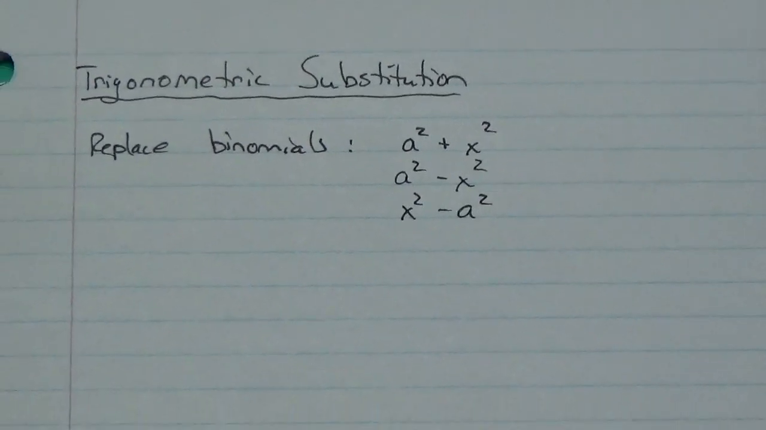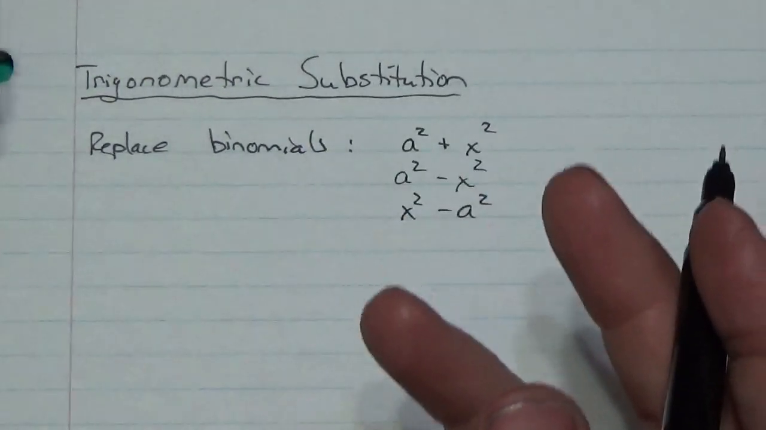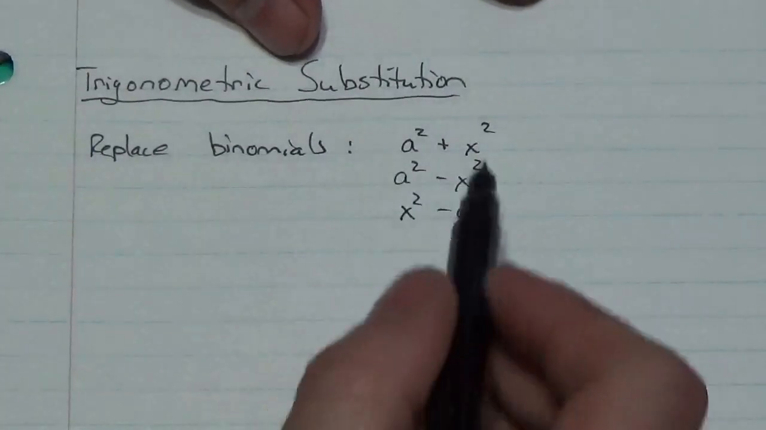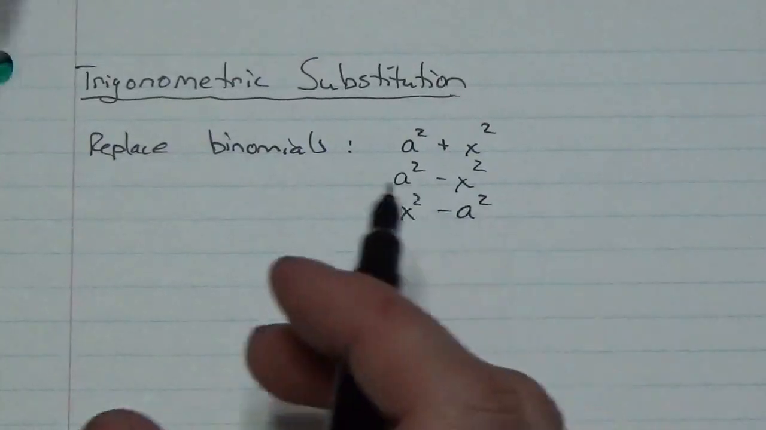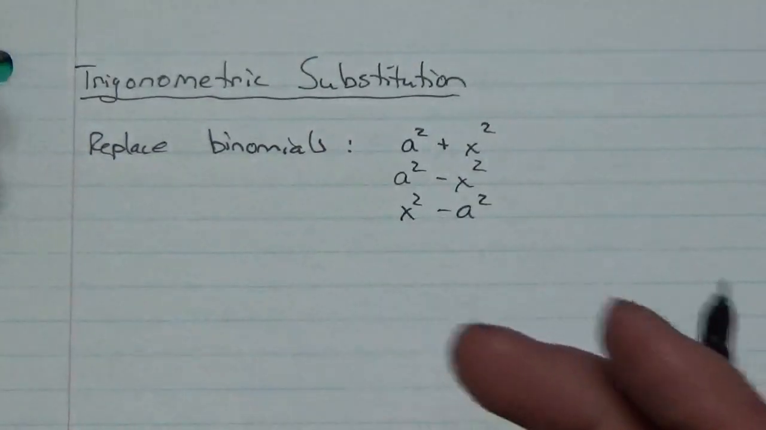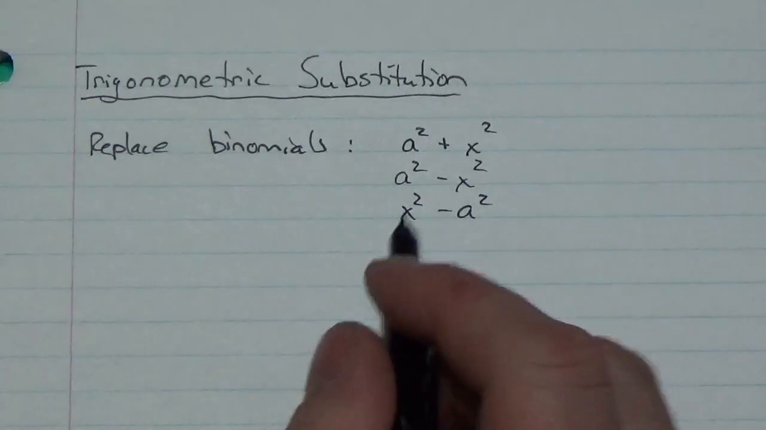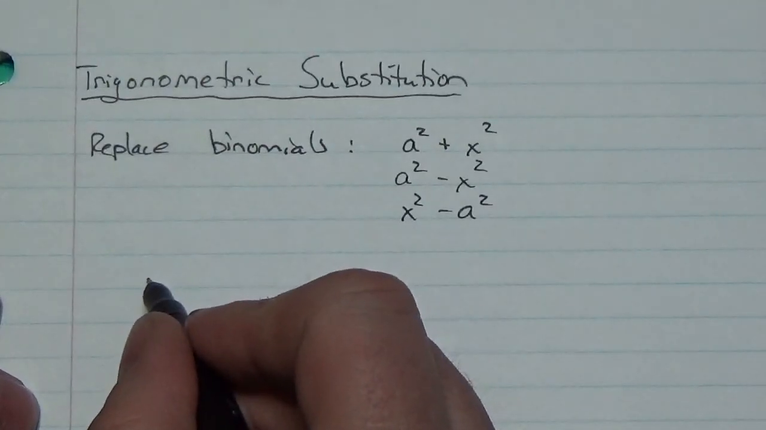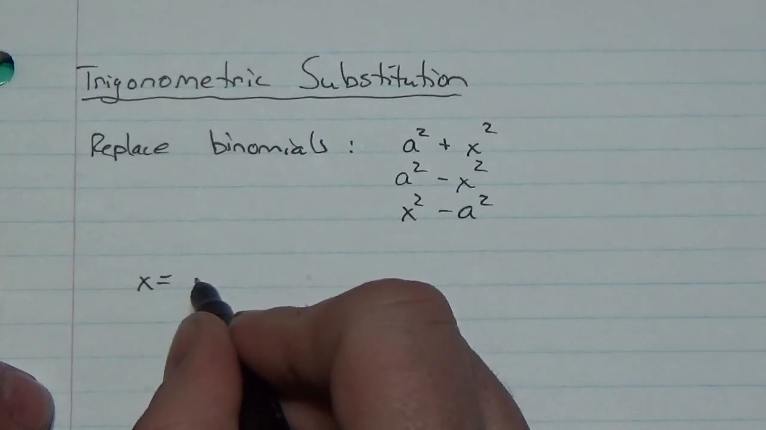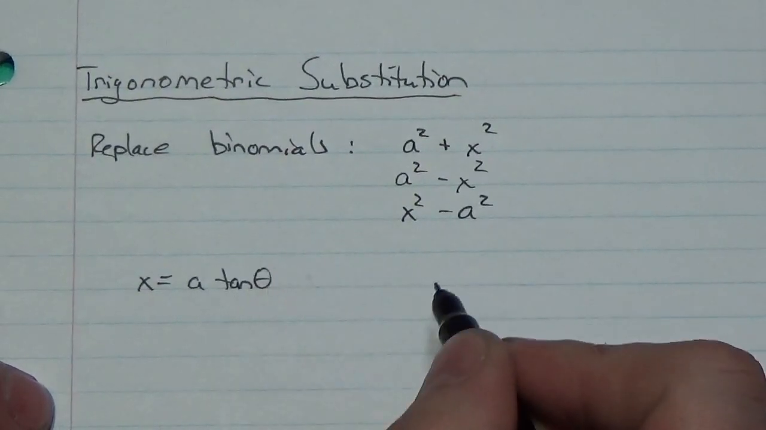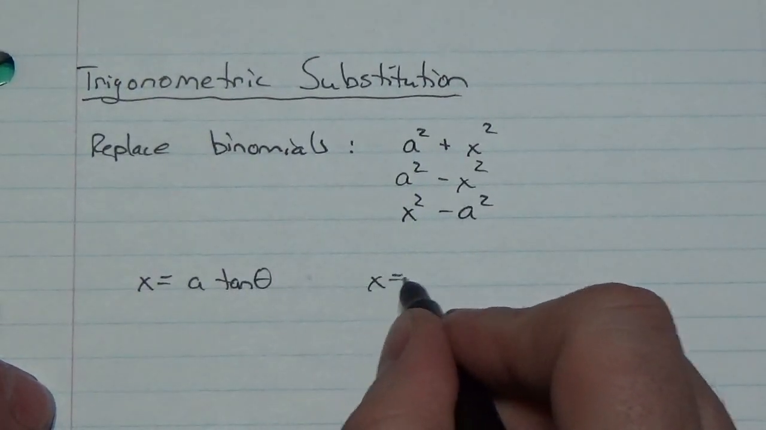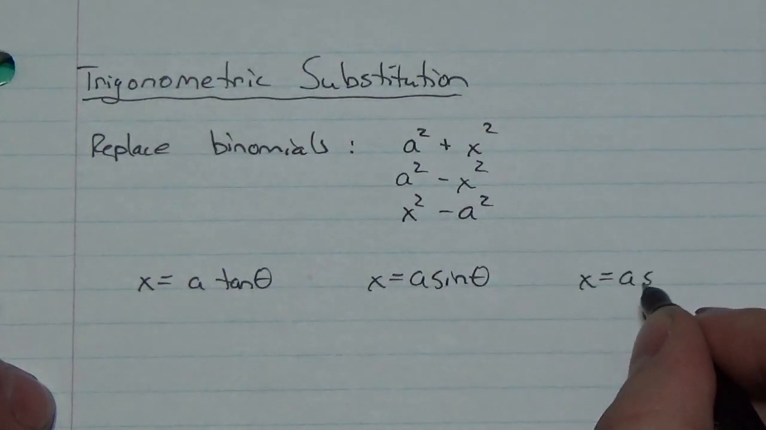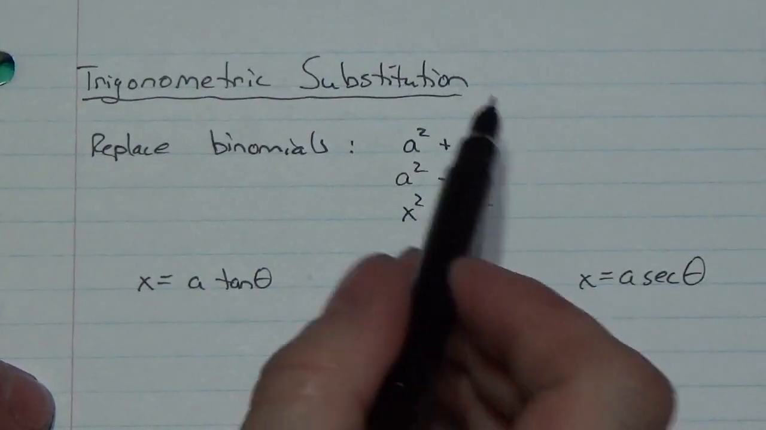And the substitutions that we recommend for this are interesting, and we've seen this pattern before. We're going to take these two squared terms here and represent them by a single squared term, and we do that by using trigonometry. The substitutions that we recommend are going to look like this. We're going to let x equal a times the tangent of theta, or we're going to let x equal a times the sine of theta, or we're going to let x equal a multiplied by the secant of theta, to get rid of these binomials.